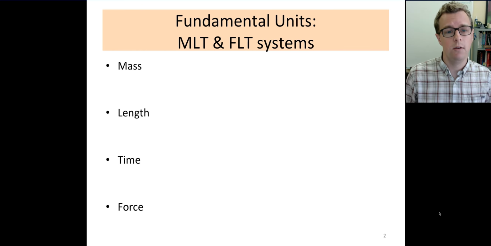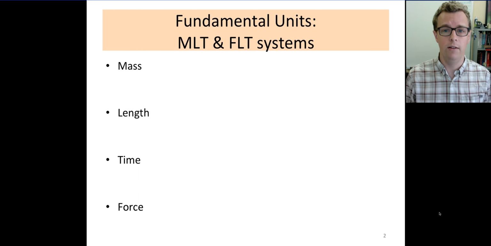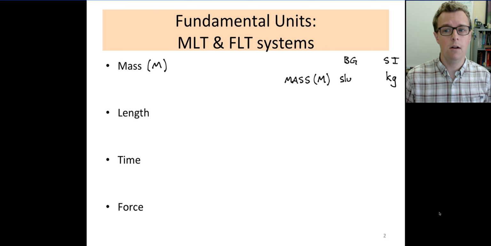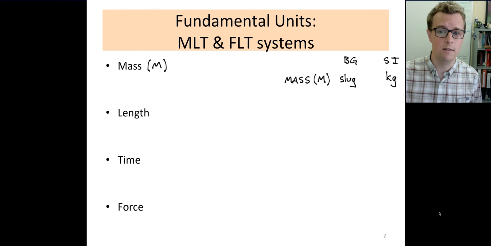We can think of our units as in the MLT or FLT systems. That's mass length time or force length time. So mass with an M, if we think about the BG or British gravitational system, mass is in slugs. Common mistake, people think mass is going to be in pounds, but it's in slugs in fact.